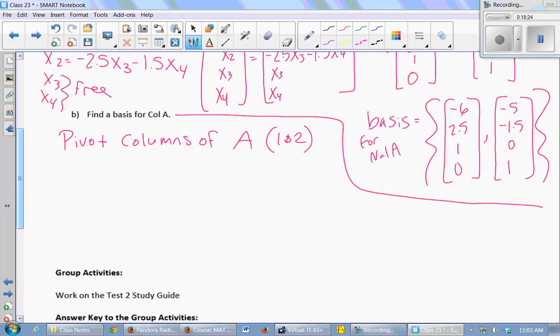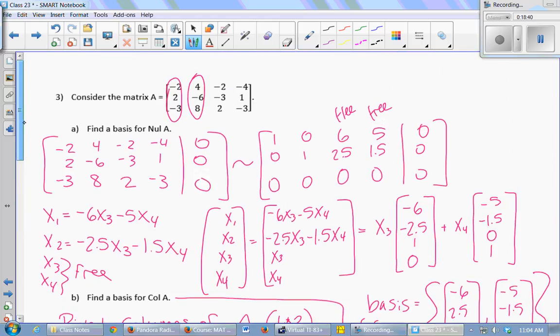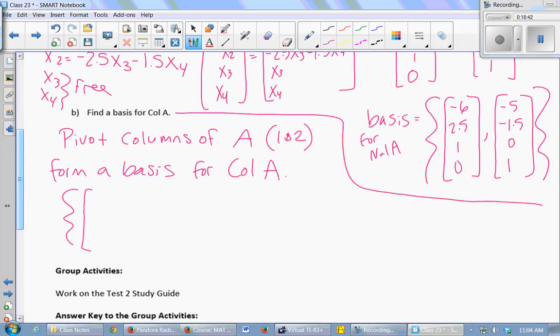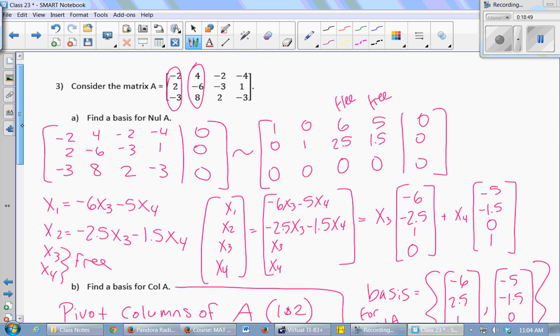One and 2 form a basis, a linearly independent set that spans the column space. So in this case, we've got negative 2, 2, negative 3, and 4, negative 6, 8.